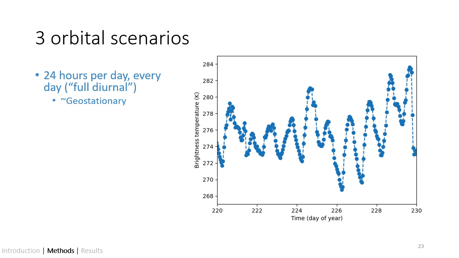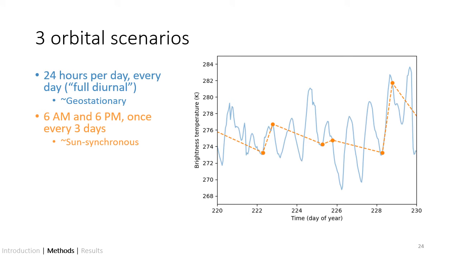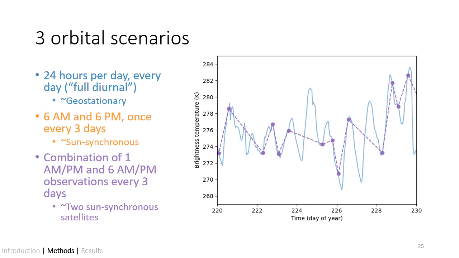What I'm calling orbital scenarios that we're going to test here are, for one, a full diurnal scenario, which corresponds to a geostationary orbit. The second scenario corresponds to a single satellite in sun-synchronous orbit, where we observe at 6 a.m. and 6 p.m. once every 3 days. Not every day, because it takes time for the satellite to process and return to a single part of the Earth. And the third scenario is if we have 2 satellites in sun-synchronous orbit, so we have observations at 4 times a day.